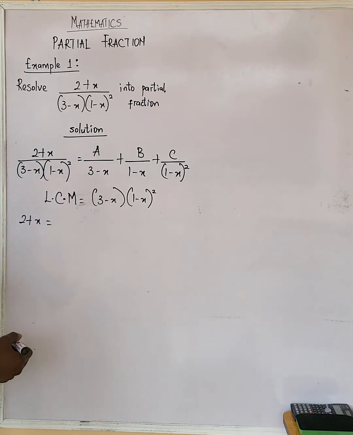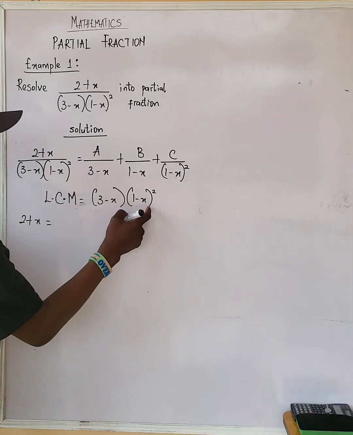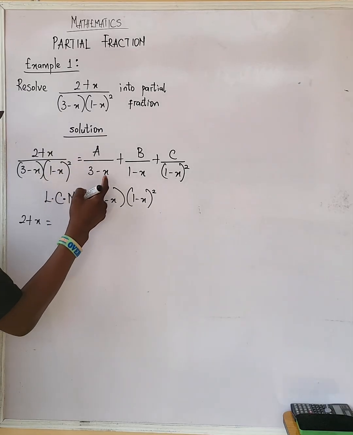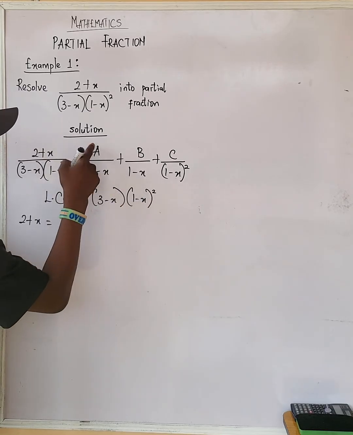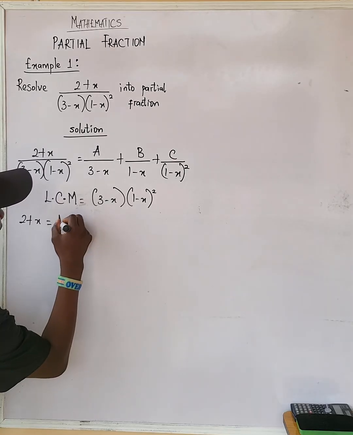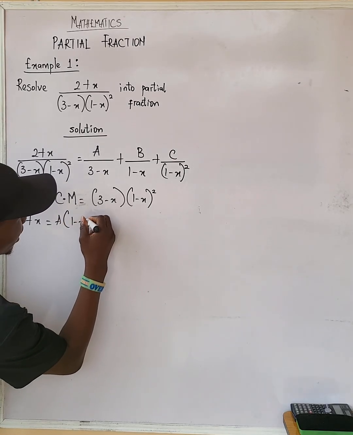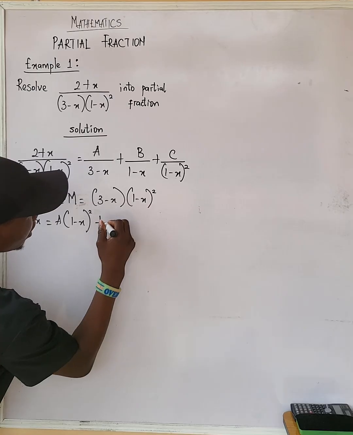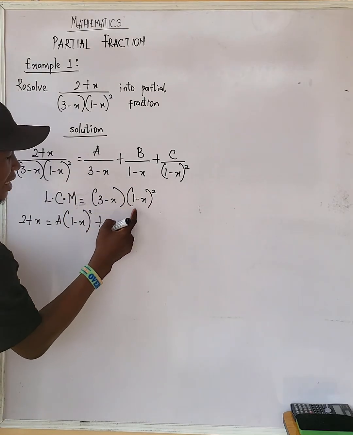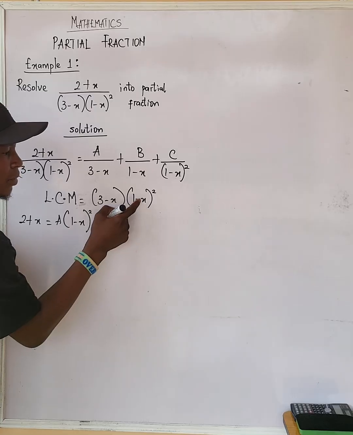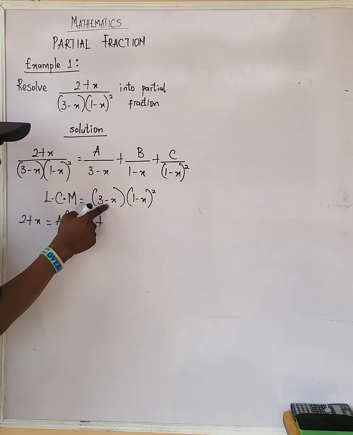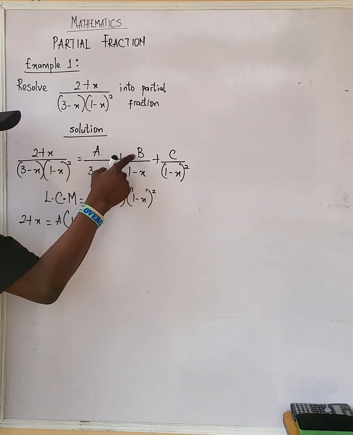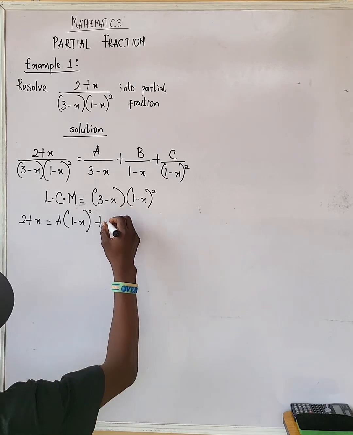You say equals to. Now I'm doing for the A part. This in this LCM will cancel 3 minus x. It remains (1 minus x) all square multiplied by A. So we say A into bracket (1 minus x) all square. Then plus, this in this LCM will cancel one of the 1 minus x from here. It will remain 1 minus x, then it remains (3 minus x)(1 minus x) multiplied by B. So what do we say? You say here is what?